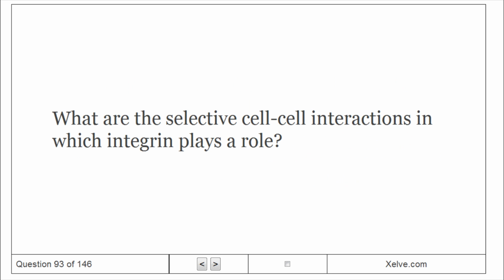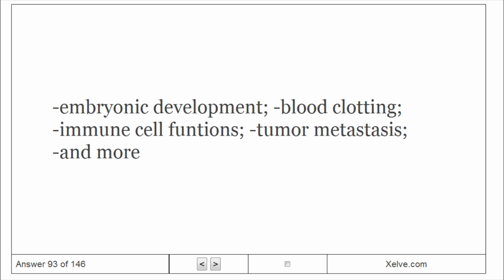What are the selective cell-cell interactions in which integrin plays a role? Embryonic development, blood clotting, immune cell fusions, tumor metastasis, and more.